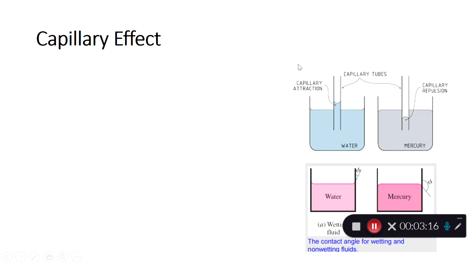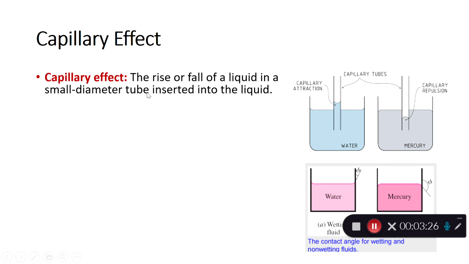And the last part is the capillary effect. I think you've seen this before. If you took science subjects in high school, you've definitely done experiments involving the capillary effect. So capillary effect is basically the rise or fall of a liquid in a small diameter tube when you insert the tube into the liquid. So this is a capillary tube, you put it in the water and you can see this capillary effect. Same thing happens in mercury. You put the tube in the mercury and you see this effect.